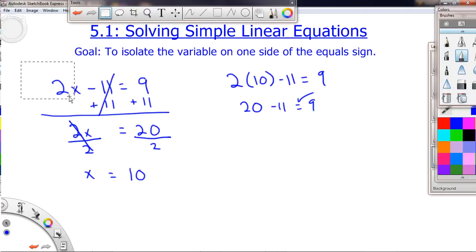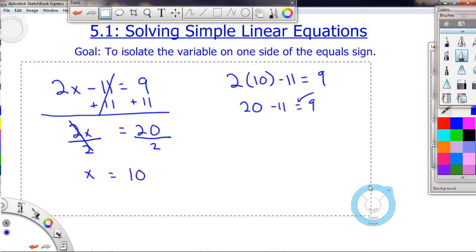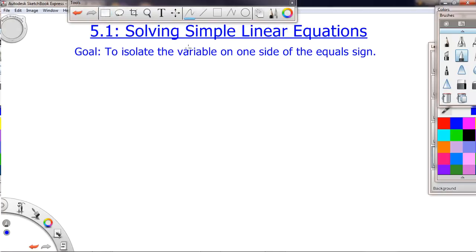Let's do a couple. 8x plus 5 is equal to 17. Okay, now like I said, our goal is the same, it's to isolate the variable. So the first thing we're going to get alone is this x term. And the way we're going to do that is subtract 5 from both sides of the equation.